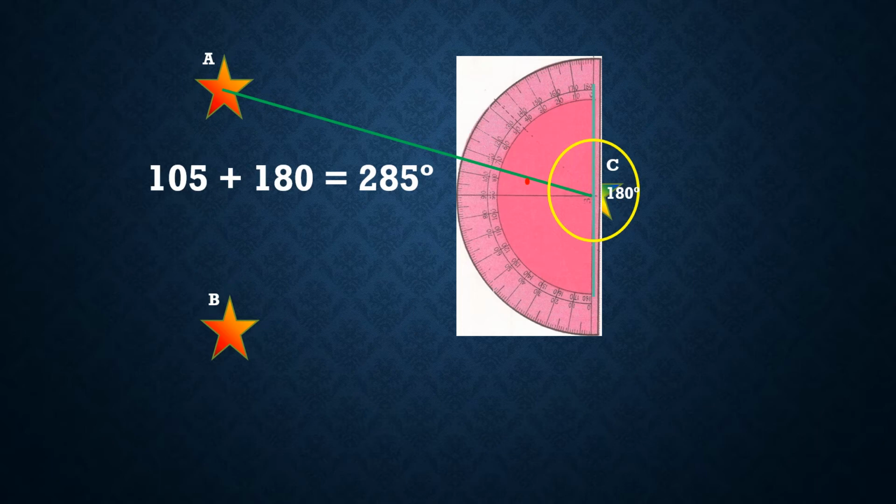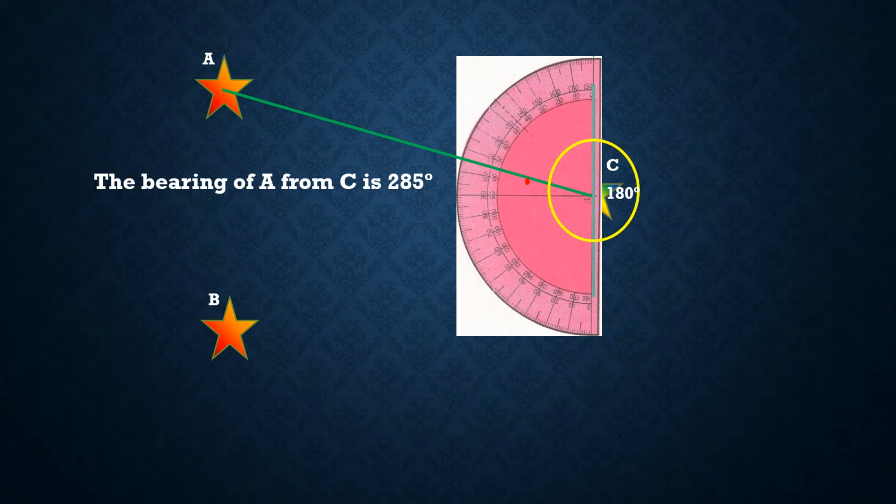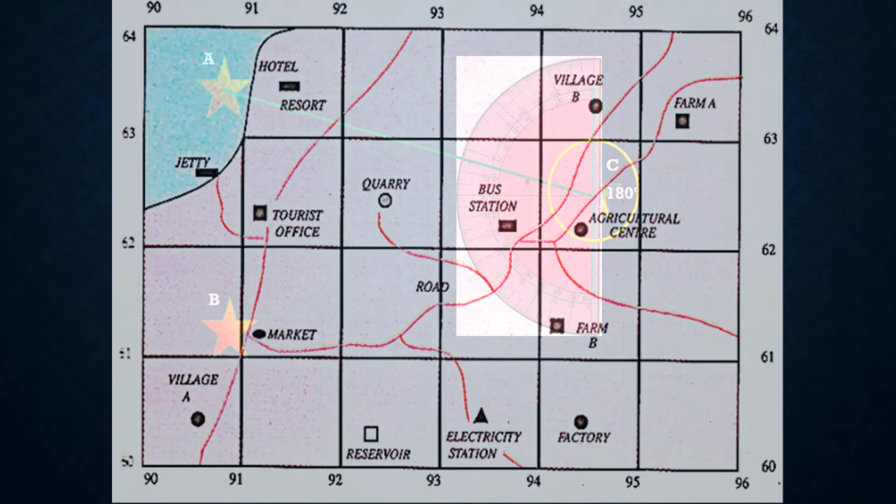So let us state our answer. Let us give our answer in a sentence now. The bearing of point A from point C is 285 degrees.